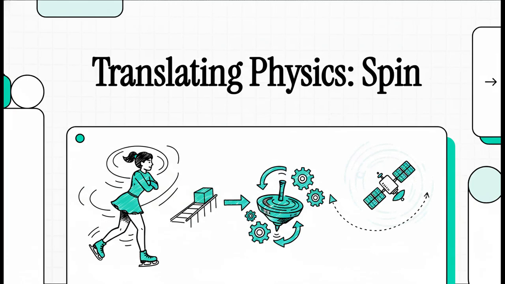You ever see a figure skater start a spin and then whoosh, they just become a blur? Or think about a satellite just hanging out up there in orbit. How does that even work? Well, it turns out the answers are all hiding in the physics of rotation.